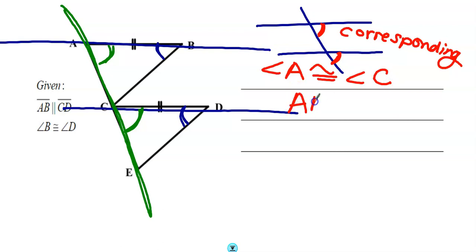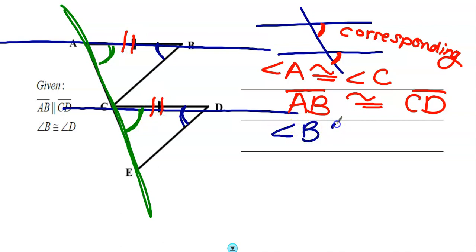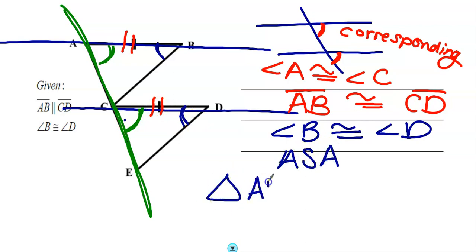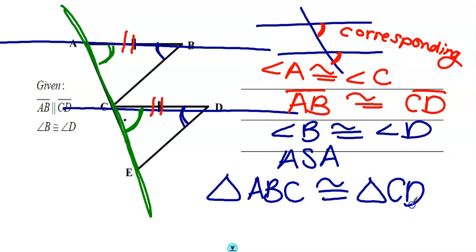I have AB is congruent to CD. How do I know? Because it told me. Hello. And then what did they give me? Angle B is congruent to angle D. Therefore, what do I have? I have angle, side, angle. I'm going to write down the triangles that go together. So triangle ABC is congruent to triangle CDE. And there we go.